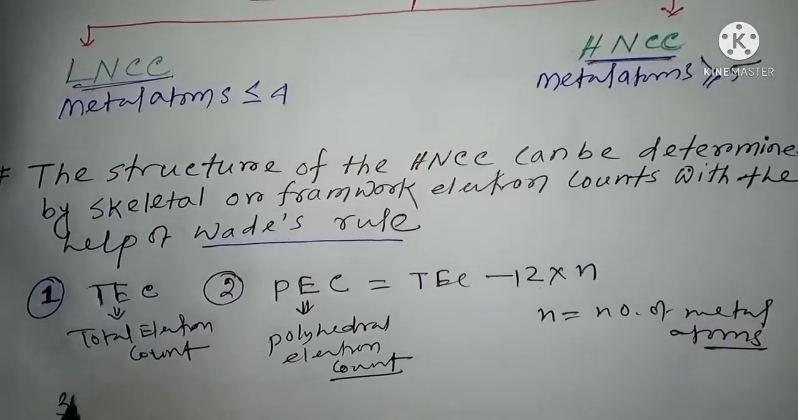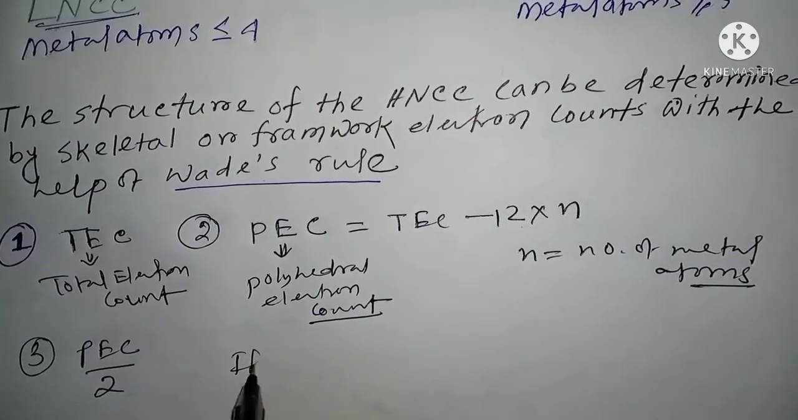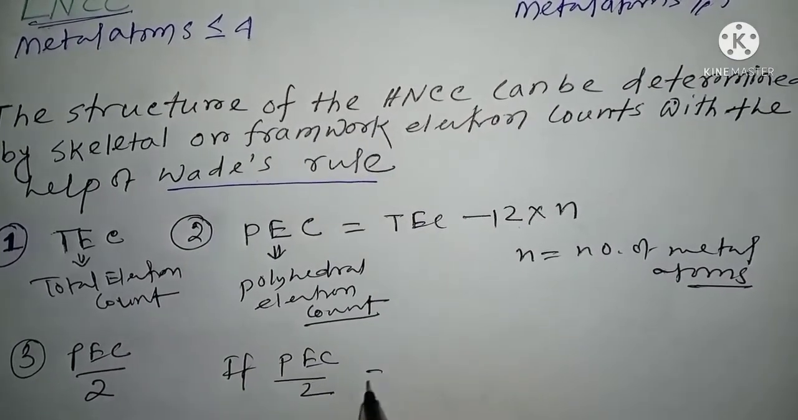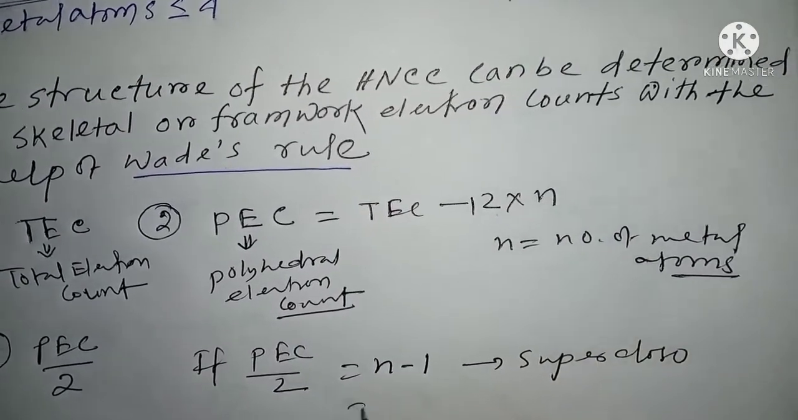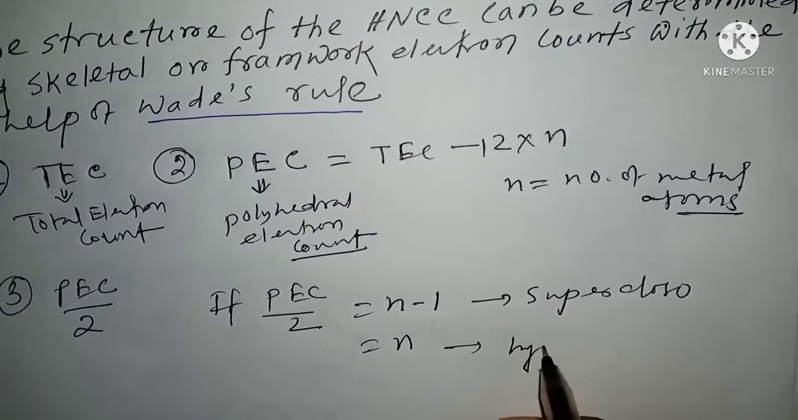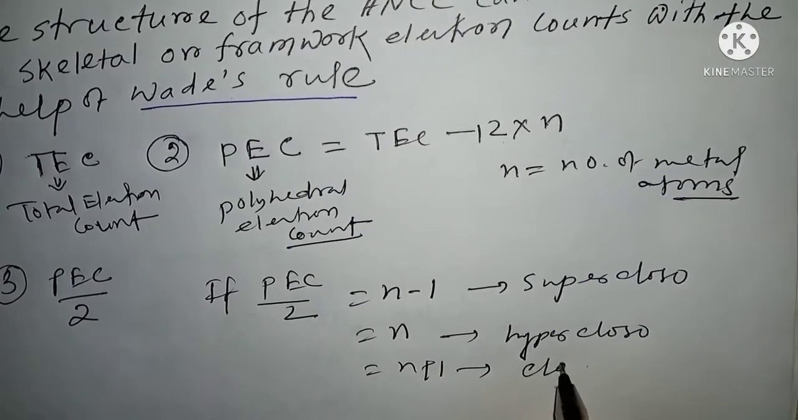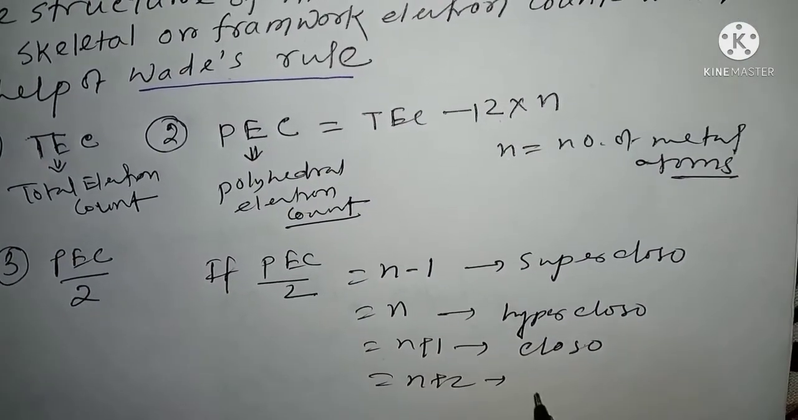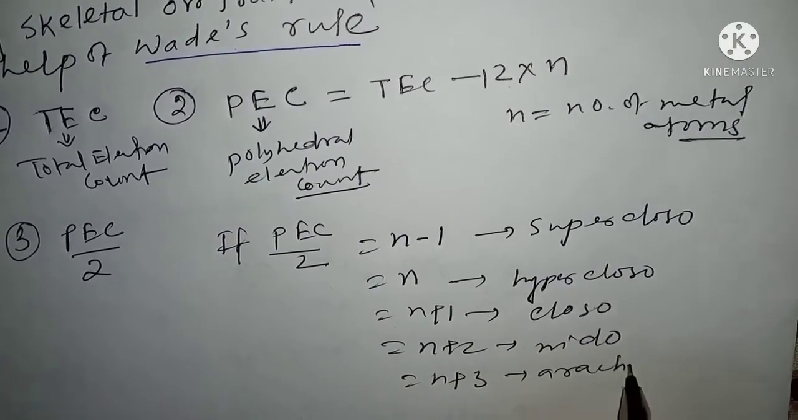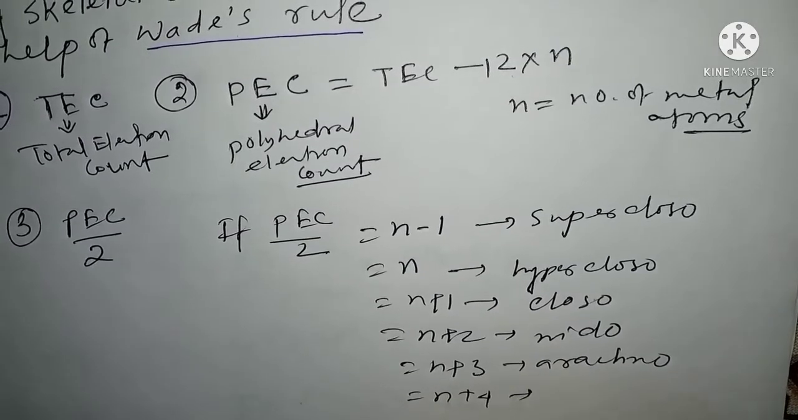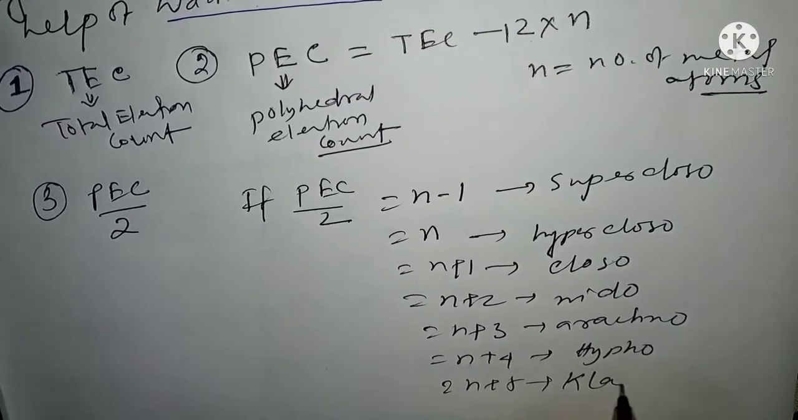Now then calculate the polyhedral electron count by 2. If polyhedral electron count by 2 equals n minus 1, this is called superclosure structure. If it equals n, this is called hyperclosure. N plus 1, this is closure structure. N plus 2, this is nido. N plus 3, this is arachno. N plus 4, this is hypo. N plus 5, this is clado.